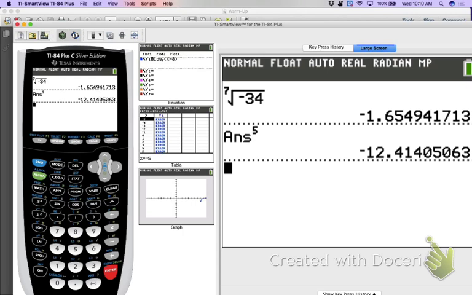and getting negative 12.41405. What did it say? Round to 2 decimal places, or 3? 2. So negative 12.41.